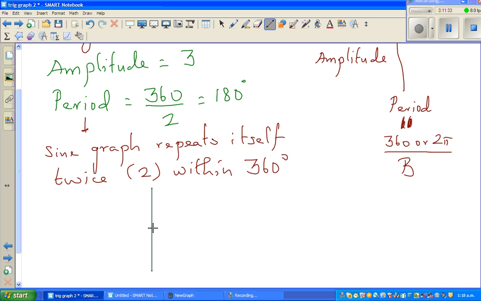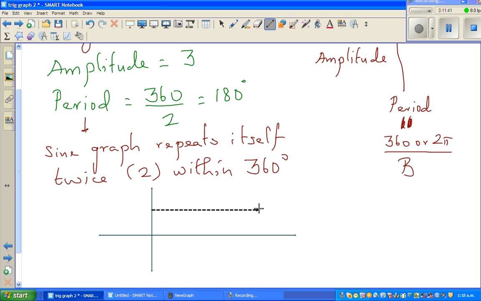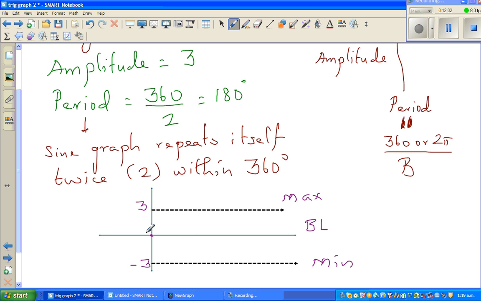I'll draw the graph very quickly. So this is your y-axis, this is your x-axis, this is your maximum, and this is your minimum. So let me label, say this is my maximum, this is the baseline, this is the minimum. So this is 0. Your max amplitude is 3, so you go 3 up and 3 down. So this is 0, this is 90, 180. So you've got a period of 180.